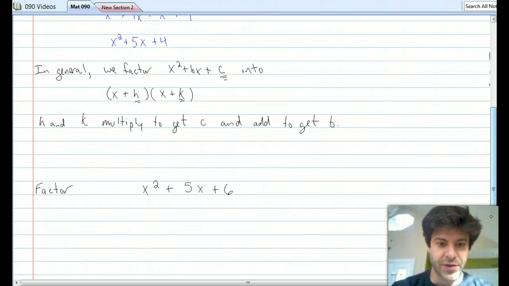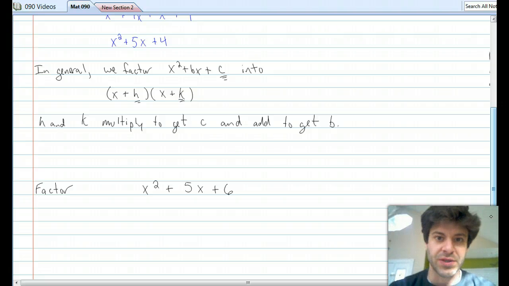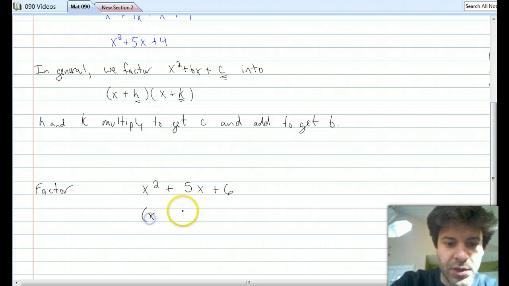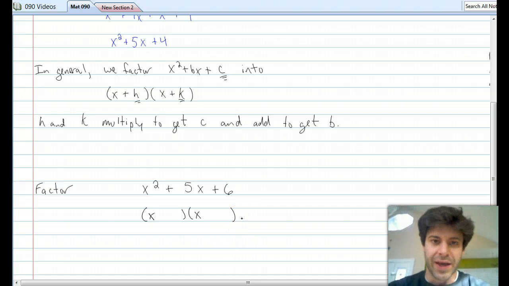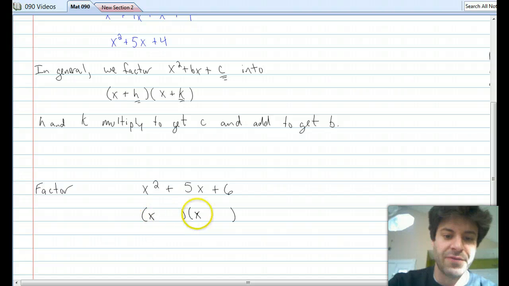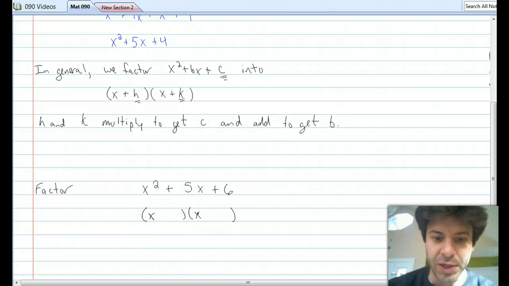Let's try to factor x squared plus 5x plus 6. Now feel free to try to do this on your own. Hit pause if you need to. But we know that we're going to factor it into two pieces, and those things are both going to be binomials, and we're going to have an x at the beginning of each one of those two binomials.